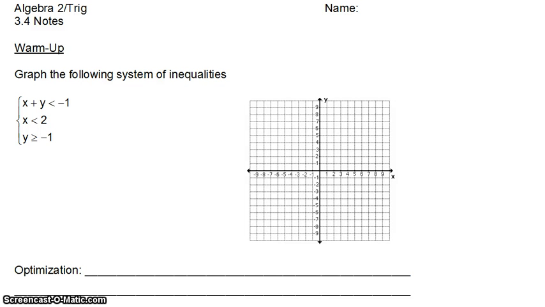Hello, today's video is on Chapter 3, Section 4, which is linear programming. Before we get into linear programming, there's a couple of things that we need to talk about and review. First is how to graph a system of inequalities.